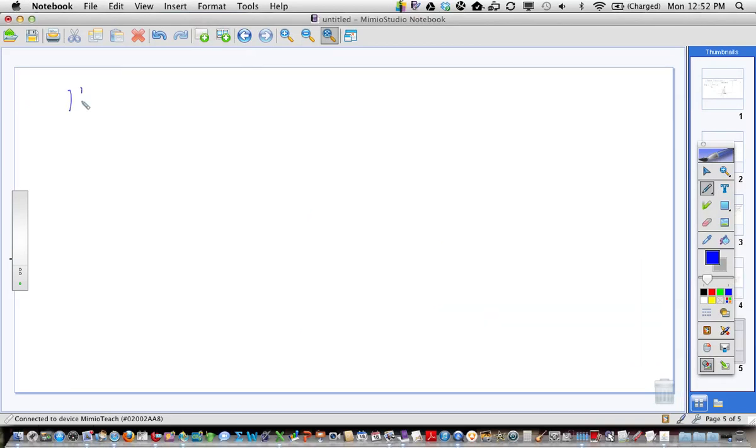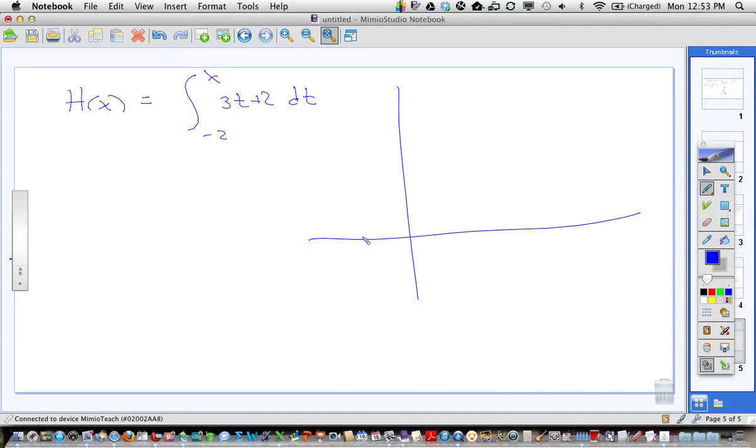All right, so here we go. So now we're going to do big H, and big H was the integral from -2 to x of 3t plus 2 dt. So again, let's draw our picture. Try to be a little more careful with this one because it does matter just a little bit. We're going to have to start over here at -2. 1, 2, 3. Okay, we're going to go up here, cross to down here somewhere, and it goes up like so.